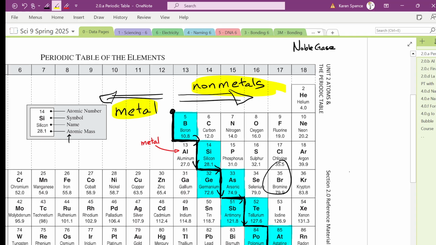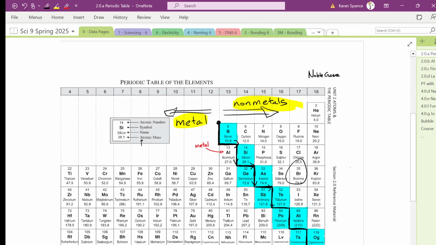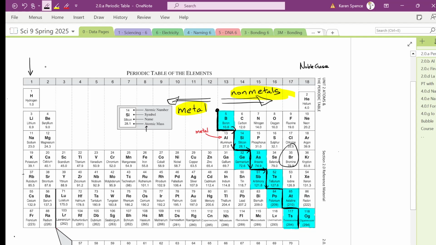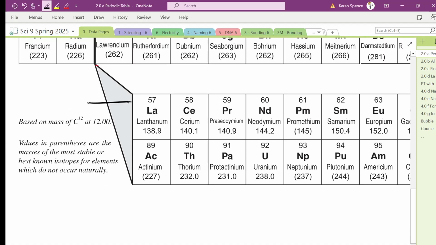Now, we also have, what do we call the ones that I've highlighted in blue? Metalloids. Yes, very good. What do we call groups 1 and 2 and groups 13 through 18? Those are your main group elements. Good. And what do we call the ones in between? Transition metals. And what do we call these guys here? Lanthanides, and these guys here are called the actinides.